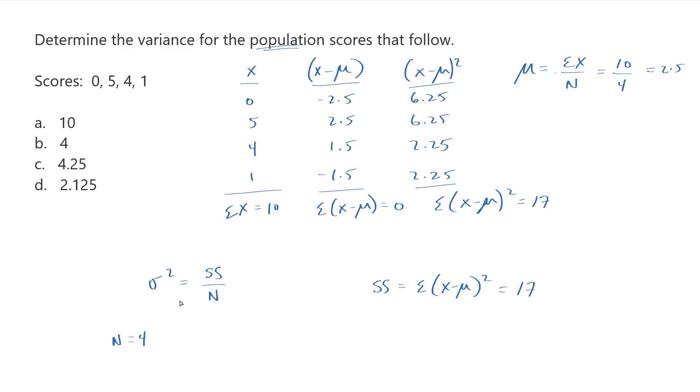And we needed to put that into our variance formula. So it's going to be 17 over 4, and that gives me how much? 17 divided by 4 is 4.25. So my answer is C.